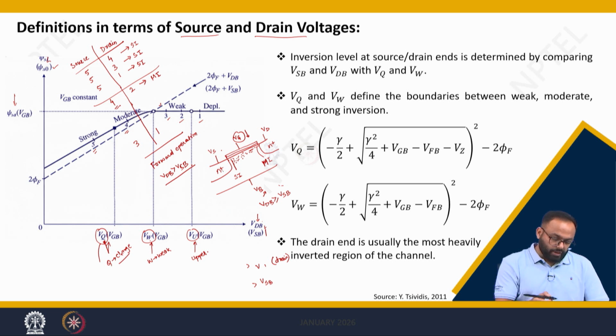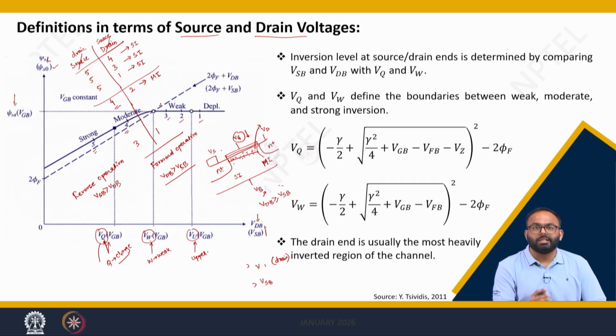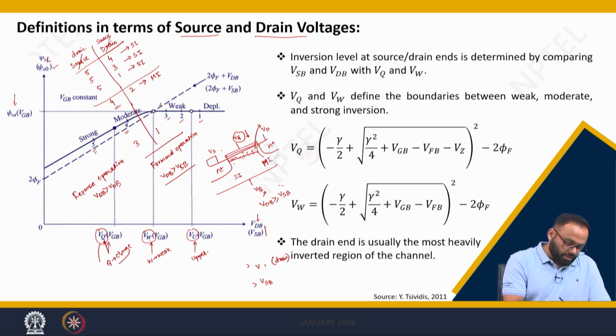This is also true for reverse operation, where you increase VSB over VDB. So the same thing will be true, only the drain will be replaced by the source and the source will be replaced by the drain. Meaning, if you increase this voltage, the channel now will look like this. So it will taper on this side, and hence the more heavily inverted region of operation is near the drain, not near the source. So this operation is called a reverse operation.